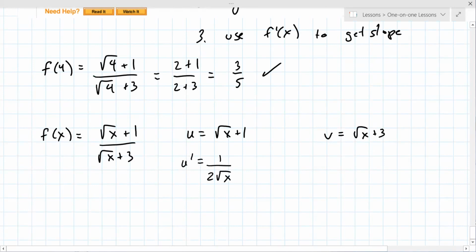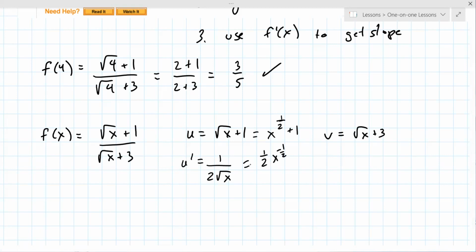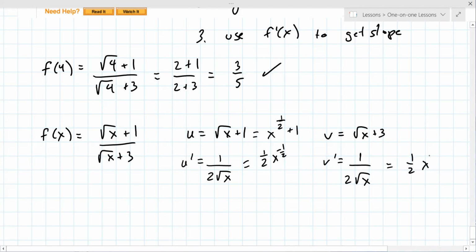If you need me to cover how that is, I can be more clear. Isn't it because normally I write it as 1/2 x to the negative 1/2, or is that going to get messy? No, it actually doesn't. This is x to the 1/2 plus 1, so you're bringing the 1/2 down, x to the minus 1/2. I mean, these are exactly the same. It could go either way. I guess I don't have an answer. It's probably whatever is more comfortable for you. V prime becomes the same thing, which is also 1/2 x to the minus 1/2.